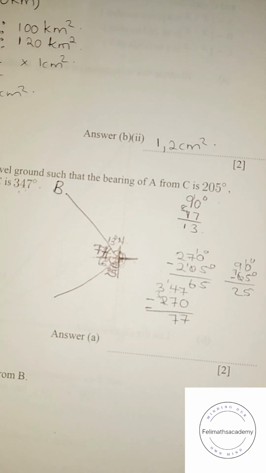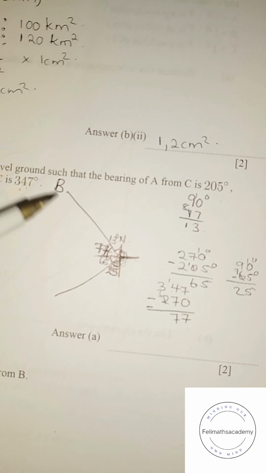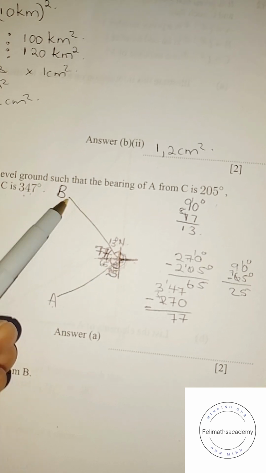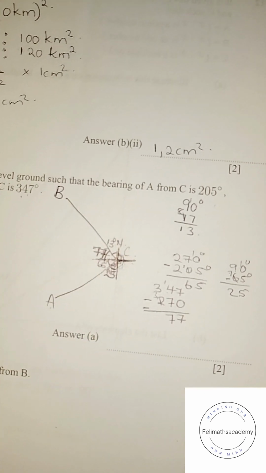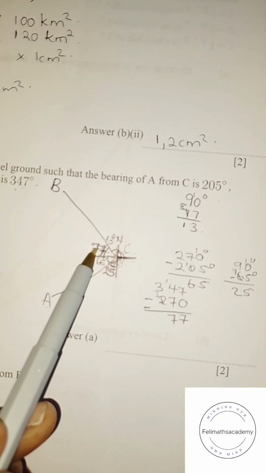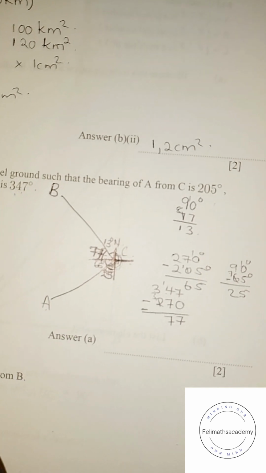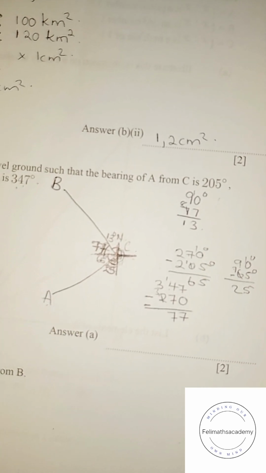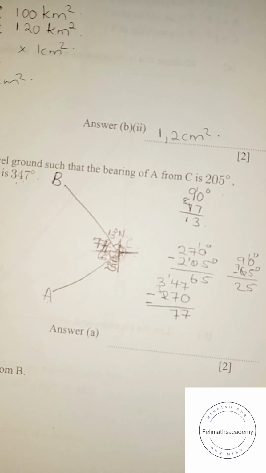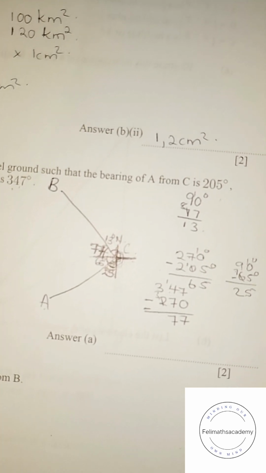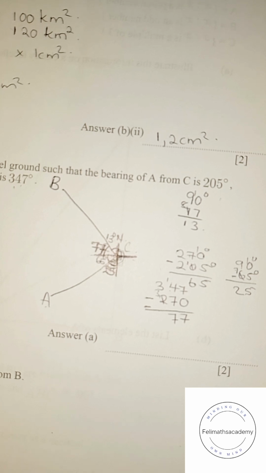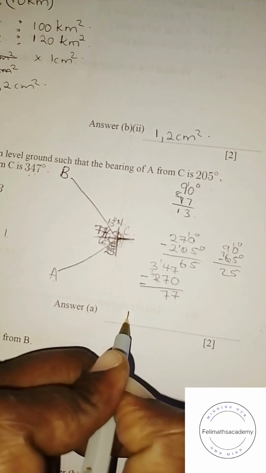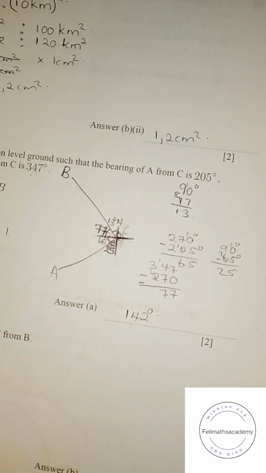So to calculate angle ACB, this is A, angle ACB, this is our C. We are going to add 77 degrees plus 65 degrees. 7 plus 5 is 12. Then 7 plus 6 plus 1 is 14. So this is 142 degrees.